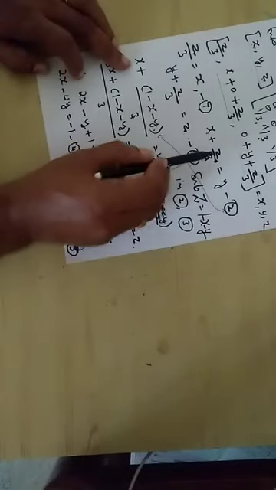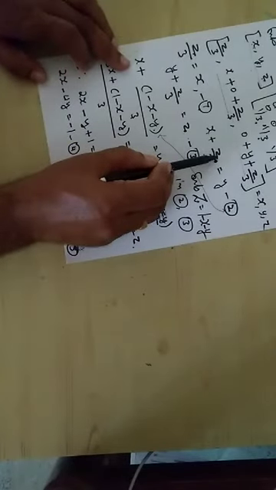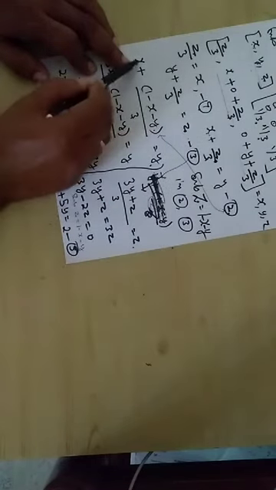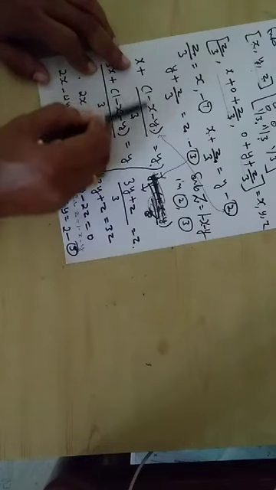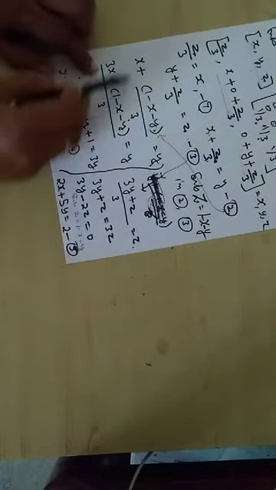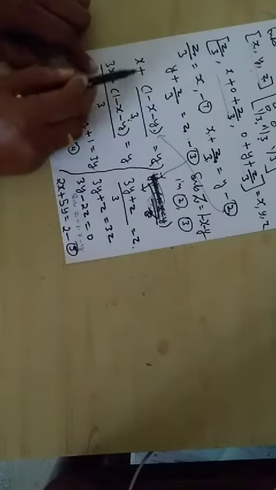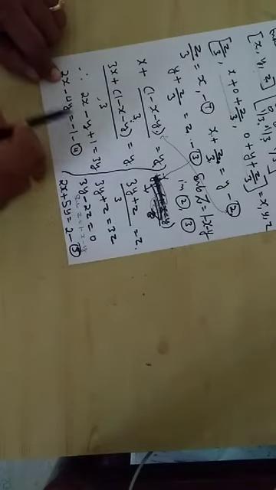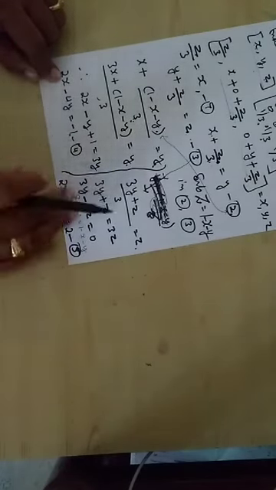Again I repeat, substitute z = 1 - x - y in equation 2. So x is written as it is, this z is 1 - x - y, 3 is written as it is, and this y is written as it is. Now take LCM: 3x + 1 - x - y = 3y. Simplify this. This becomes 2x - y + 1 = 3y. Bring it to this side: 2x - 4y = -1.